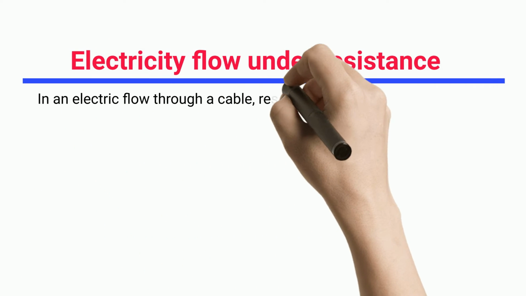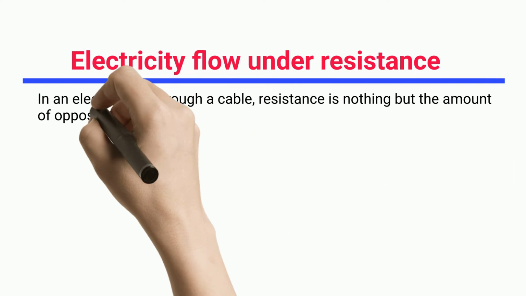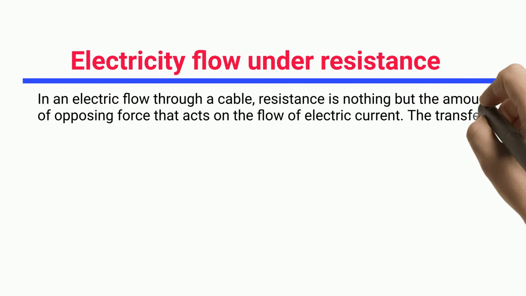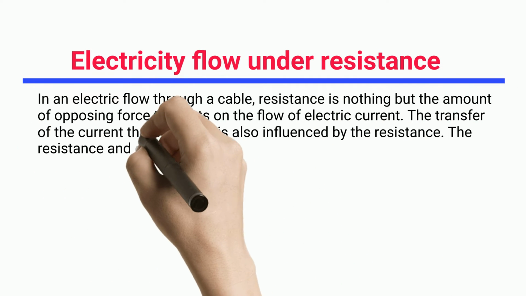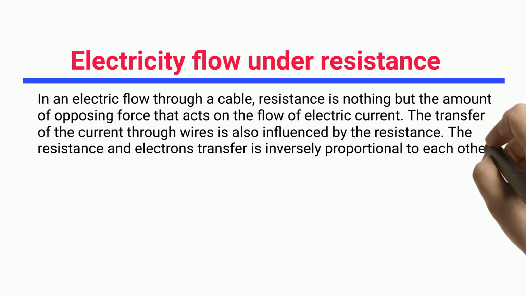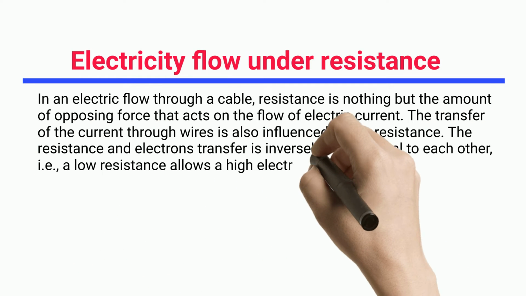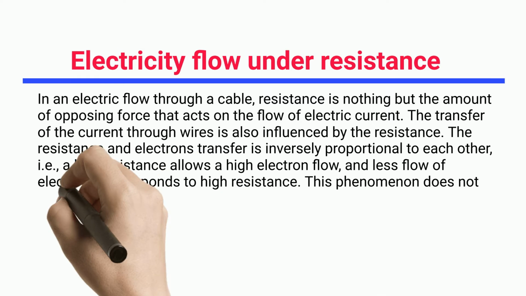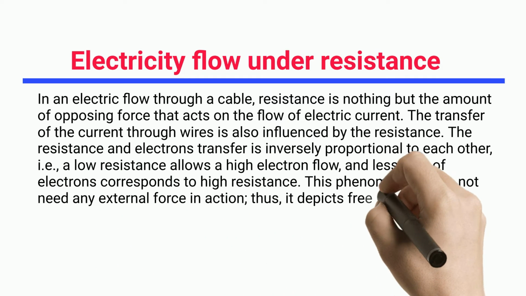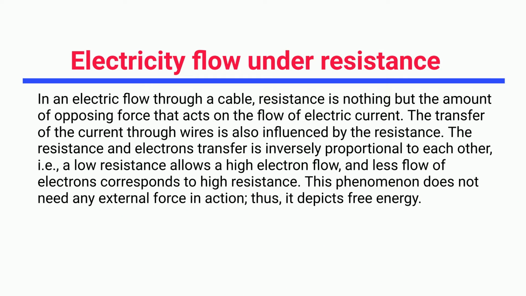In an electric flow through a cable, resistance is nothing but the amount of opposing force that acts on the flow of electric current. The transfer of the current through wires is also influenced by the resistance. The resistance and electron transfer are inversely proportional to each other, i.e., a low resistance allows a high electron flow, and less flow of electrons corresponds to high resistance. This phenomenon does not need any external force in action, thus, it depicts free energy.